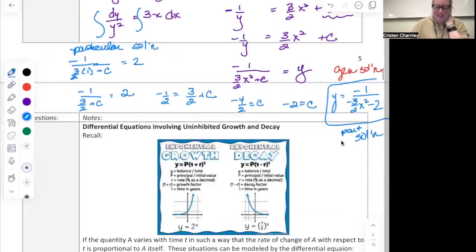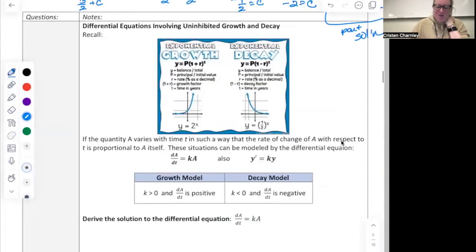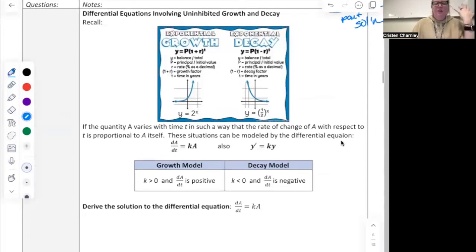All right, differential equations with growth and decay. So I would ask if we were in the same room together, do you remember growth and decay from pre-calculus? And hopefully you would say yes. And then hopefully you would tell me something about the PERT formula.